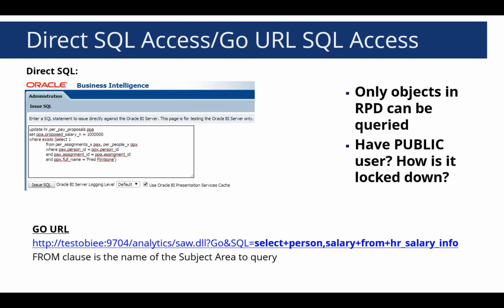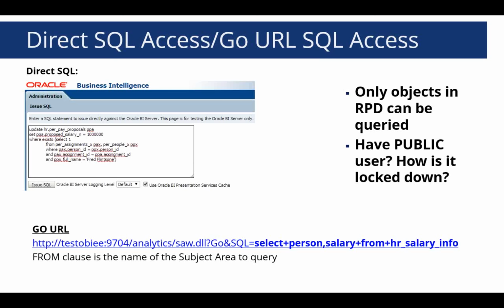A few slides ago, I mentioned the ability to issue direct SQL access. In a security audit, one thing you want to be concerned with is who can issue direct SQL. The screenshot on the left is fictitious, but it's basically giving somebody a $1 million salary, and they're doing so by using issue direct SQL right through the OBIEE interface.